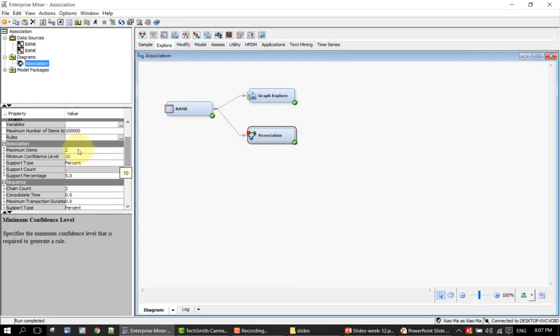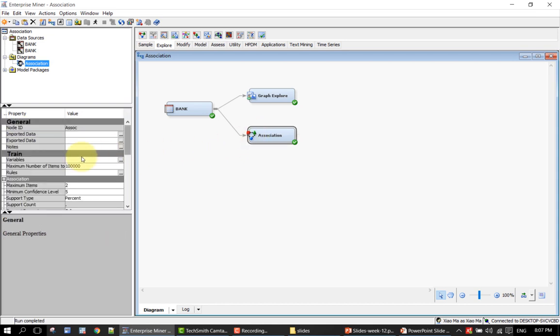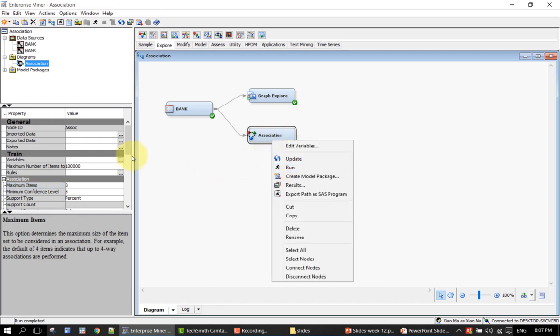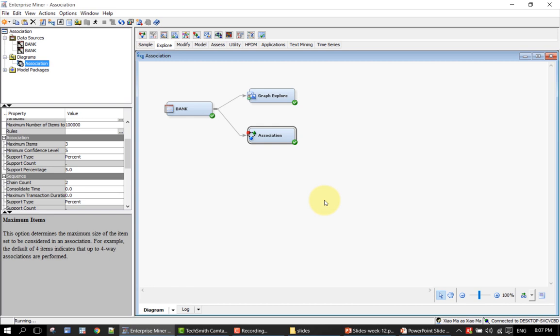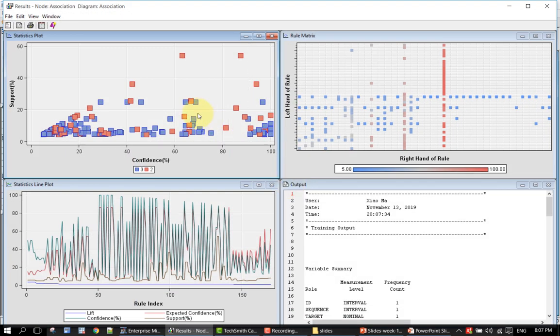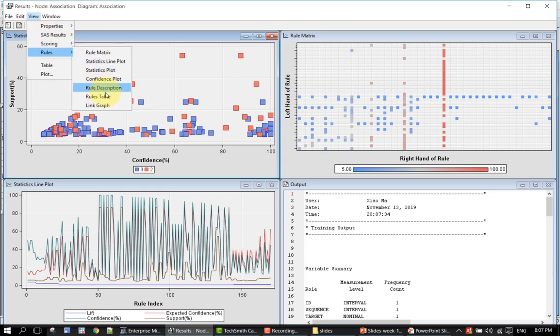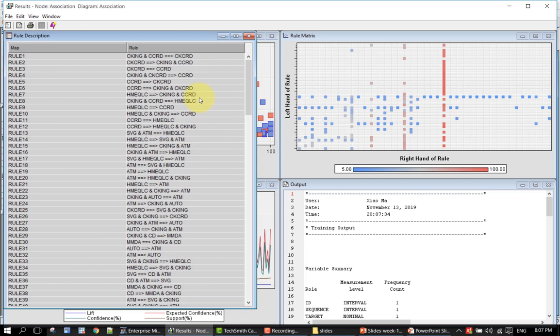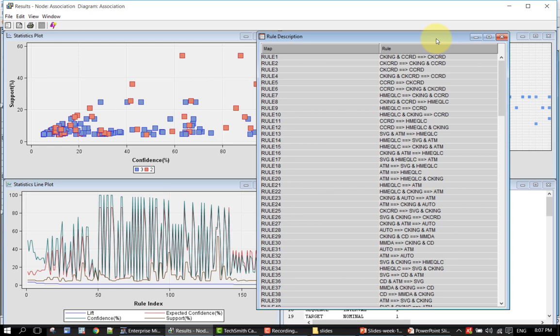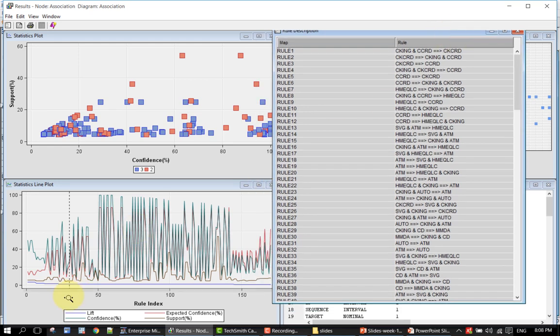Okay, let's try one more time and increase more flexibility. Now we have more diversity here. Instead of looking at rules randomly, let's pick some of the high confidence rules and cross compare.